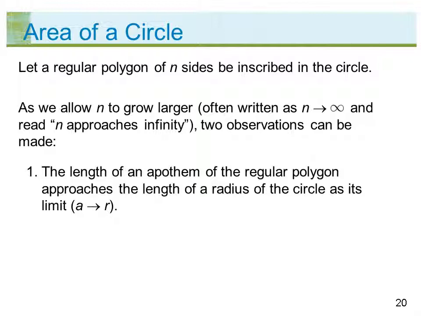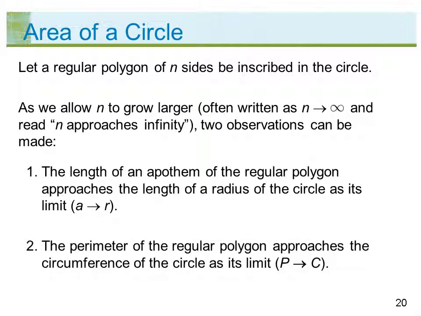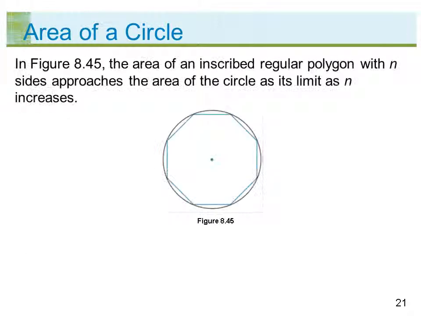Number 1. The length of an apothem of the regular polygon approaches the length of a radius of the circle as its limit. Apothem approaches the radius. 2. The perimeter of the regular polygon approaches the circumference of the circle as its limit. Perimeter approaches circumference. In figure 8.45, the area of an inscribed regular polygon with n sides approaches the area of the circle as its limit as n increases.